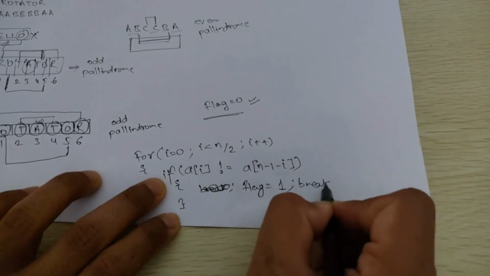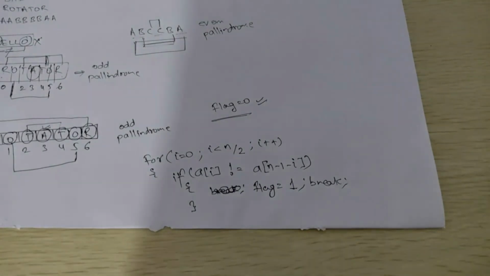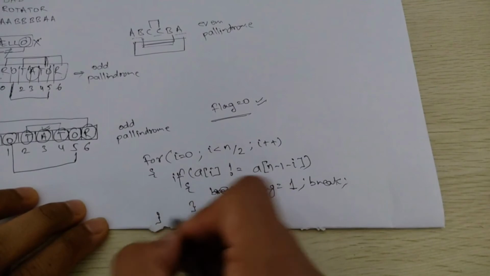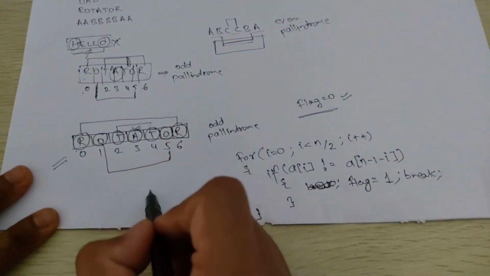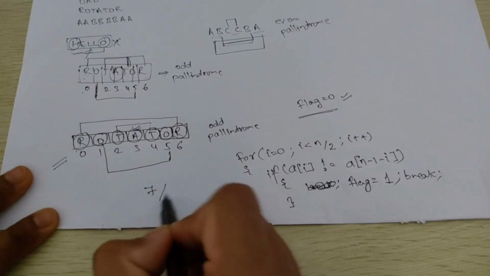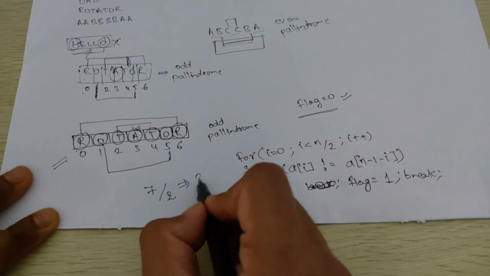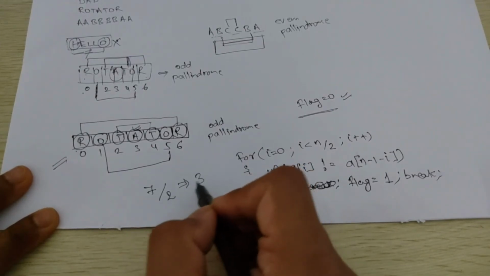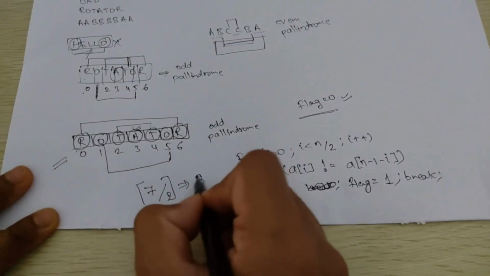Once you break the loop, flag will be 1. You check if flag is 1, then you can say that it is not a palindrome. This is a very simple code. Now let's try to run it. Here the length is 7. You have to run till half of it, which is 3 point something. You can take the ceil value of it, so it will be 4.